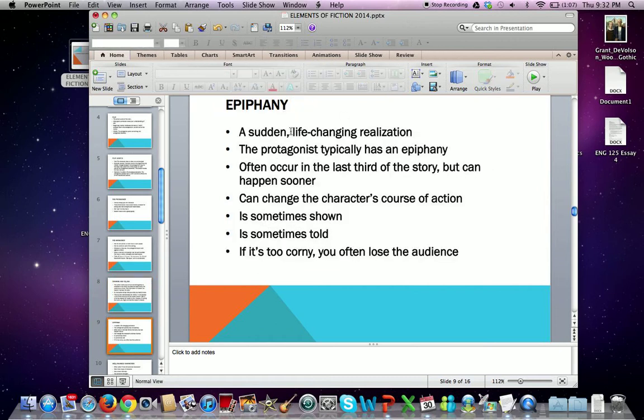Epiphany: a sudden, life-changing realization. The protagonist typically has it. Often it occurs in the last third of the story, but can happen sooner. It can change the character's course of action. It is sometimes shown, sometimes it's told, so be on the lookout for both. If it's too corny, you will lose the audience. So if the lesson is too big or too pure, if it's too much of a truism, you could lose the audience.